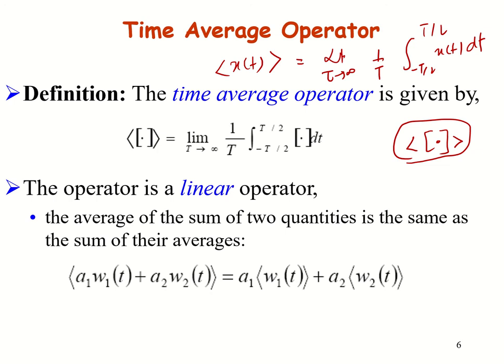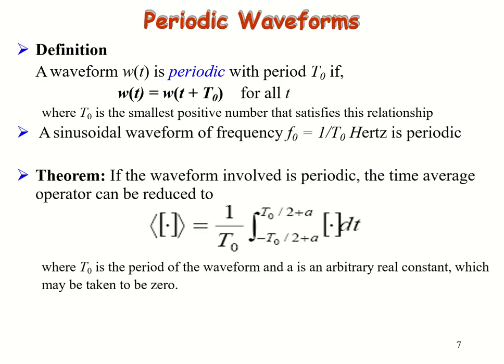And this is a linear operator. Linear operator means, for example, if you want to calculate the DC value of two signals, instead of first adding them and then applying the time average operator, you can get the average value separately for each signal, and then just add them. Solving for the signals separately and then adding them is the linearity property of the time average operator. Periodic waveform we know very well.